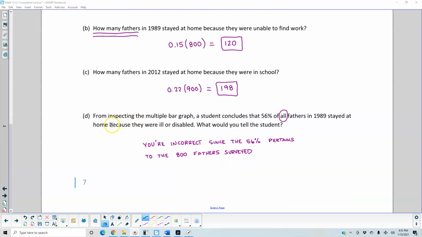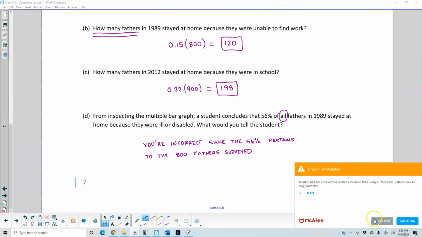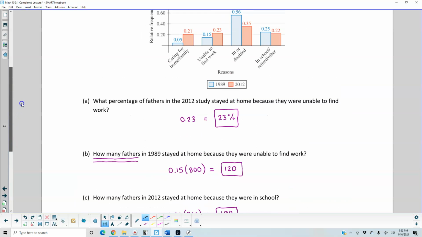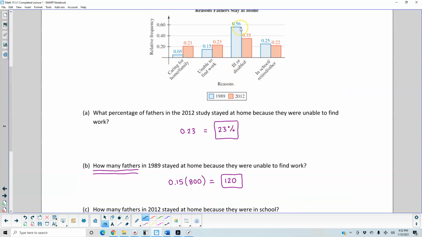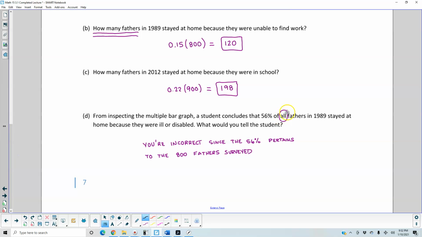Part D, it says, from inspecting the multiple bar graph, a student concludes that 56% of all fathers in 1989 stayed at home because they were ill or disabled. Then what would you tell the student? So if we take a look up here, it says ill or disabled, it says 0.56 in 1989, which represents 56%. But it's saying that of all fathers in 1989, this would be incorrect, since the 56% pertains to the 800 fathers surveyed. So the difference between all and 800 is big here. So that tells us that this is incorrect.